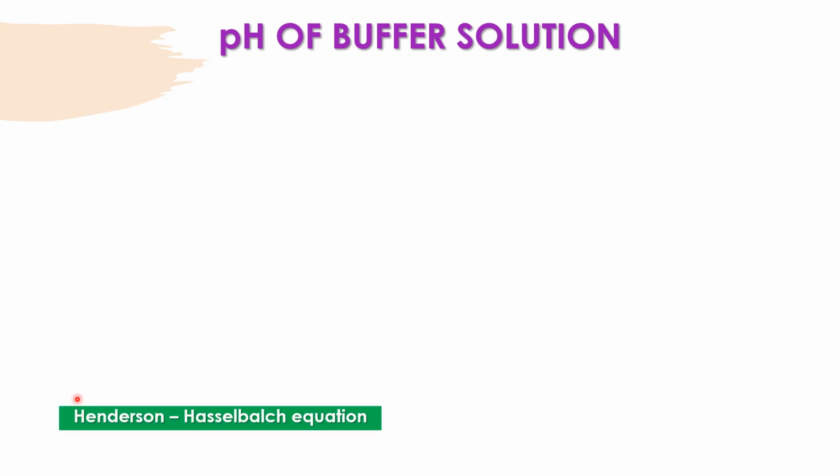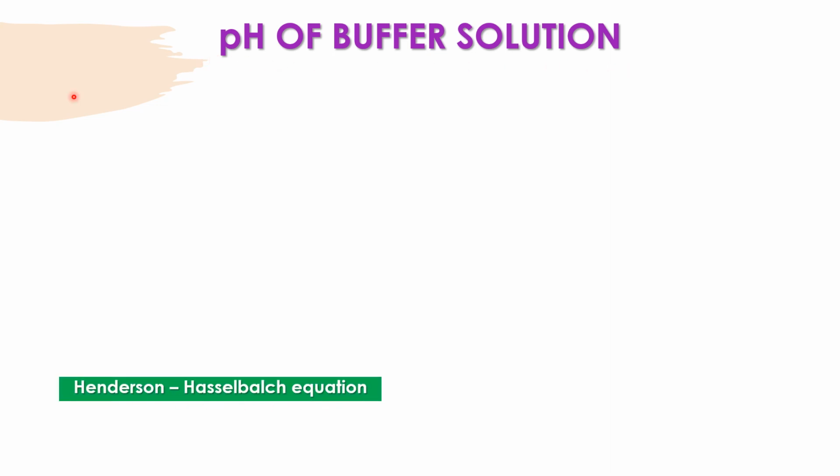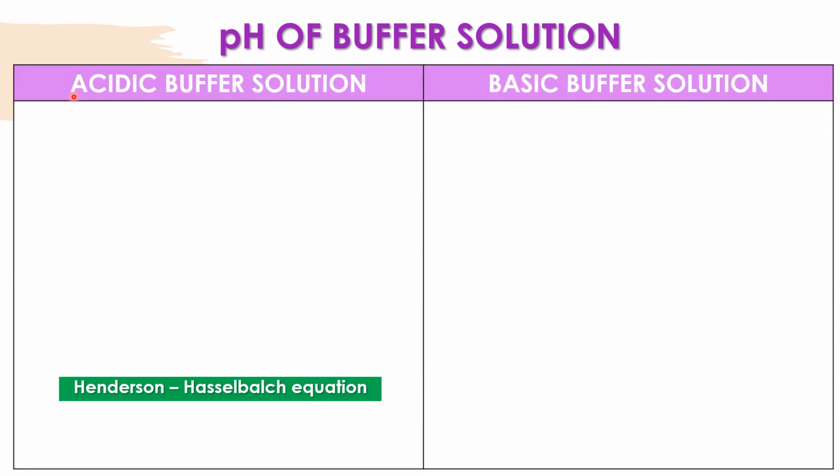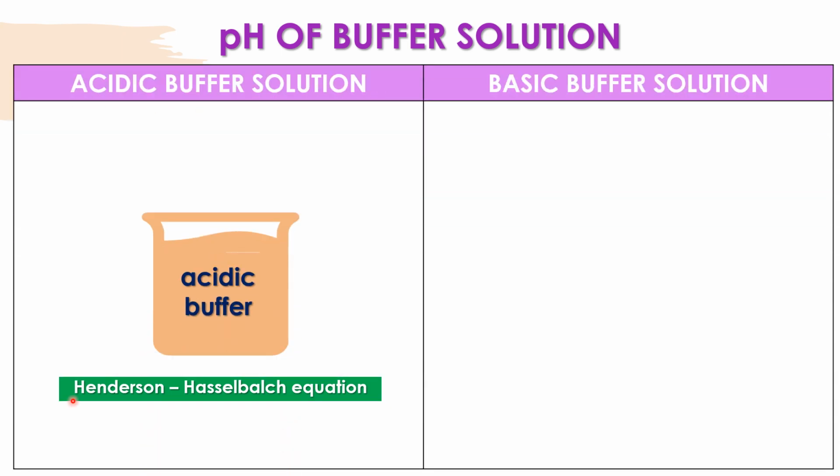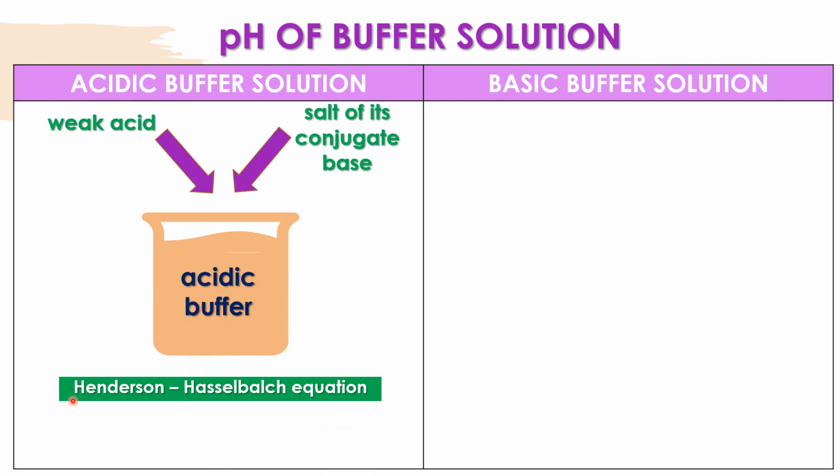Next, we will learn about how to calculate the pH of buffer solution. To calculate the pH of buffer solution, we will use Henderson-Hasselbalch equation. First, we look at acidic buffer solution. To prepare the acidic buffer solution, we will mix weak acid with the salt of its conjugate base. So the Henderson-Hasselbalch equation for acidic buffer solution is pH is equal to pKa plus log concentration of conjugate base over concentration of weak acid.